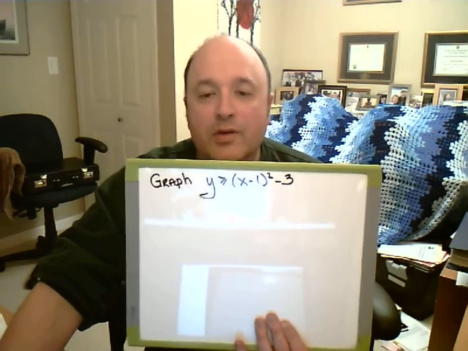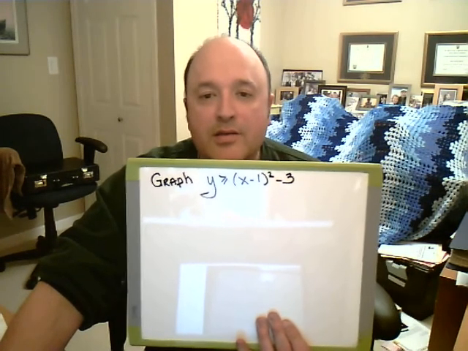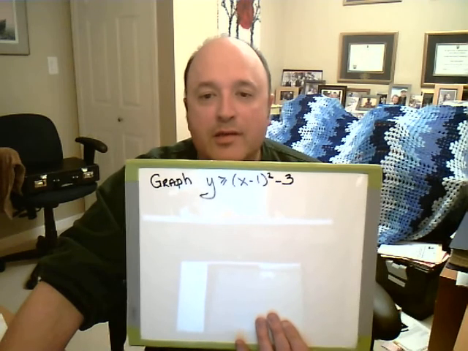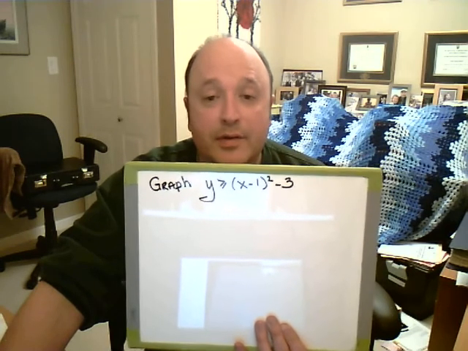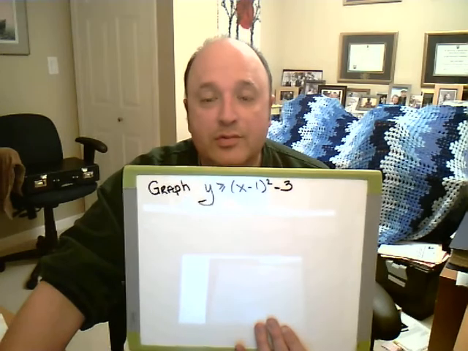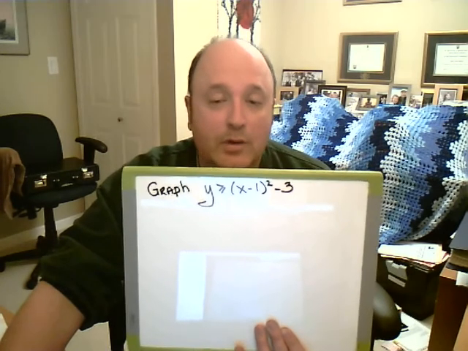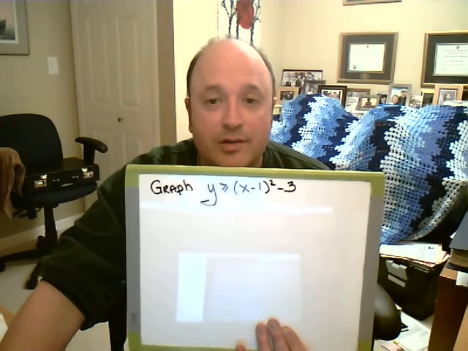Okay, so let's start off with a question like this. Y is greater than or equal to x minus 1 squared minus 3. I'll set up the t-chart so you can see how this looks.